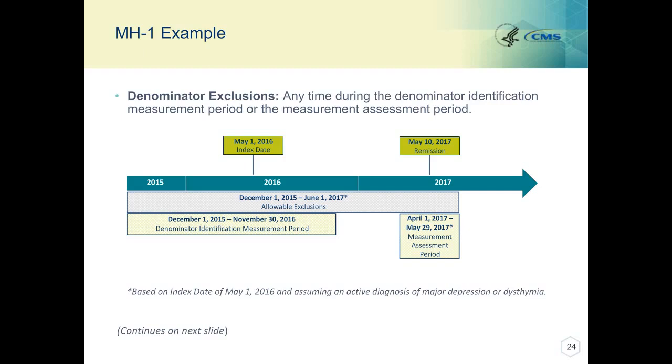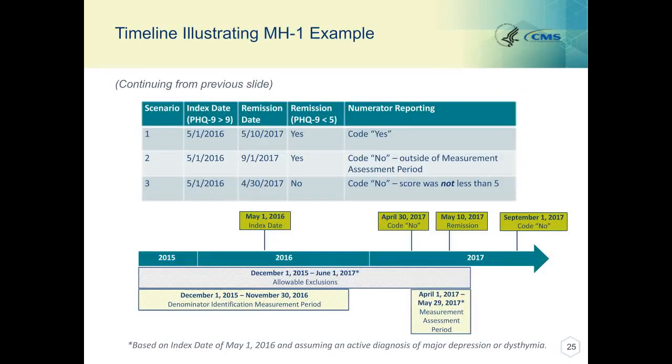However, you can also select the denominator exclusion if it occurs during the measurement assessment period. This would mean you would need to know when your index date is so that you can look forward 12 months plus or minus 30 days. Next slide, please.